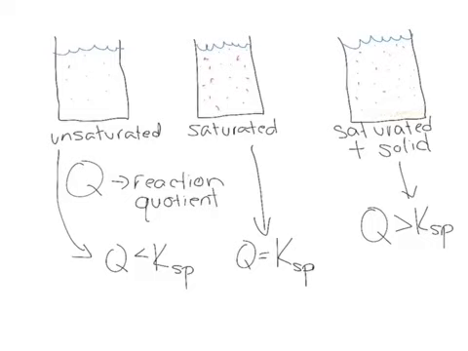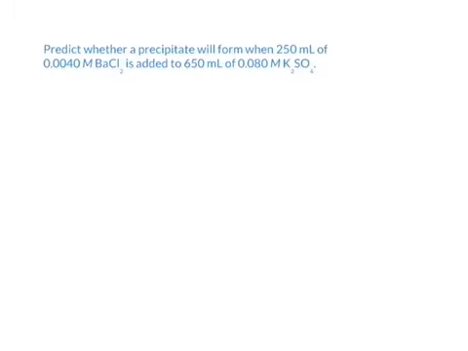Okay, so let's work a problem. Let's apply this to a scenario. Right here I said, predict whether a precipitate will form when 250 milliliters of 0.004 molar barium chloride is added to 650 milliliters of 0.08 molar potassium sulfate. The first thing you want to do here is set up what the potential scenario would be.